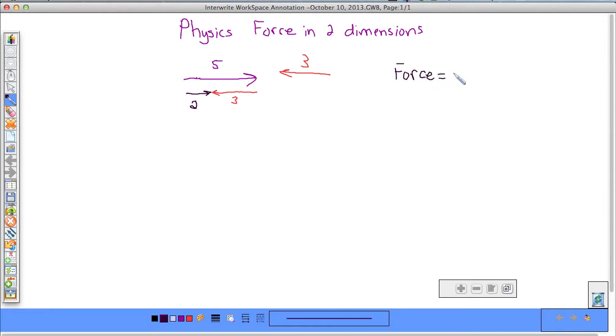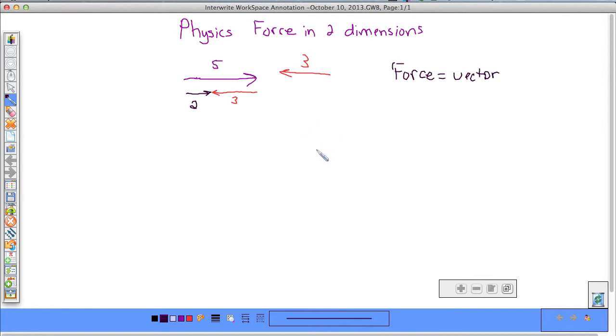So force equals a vector quantity. So one thing that you always need to make sure to do is add direction whenever you define a force. So force has to include direction because it is a vector. Remember, scalars just have magnitude. But what if we're talking about force in 2 dimensions?